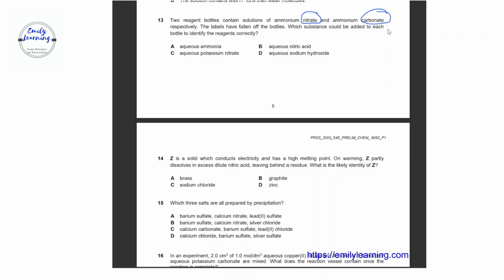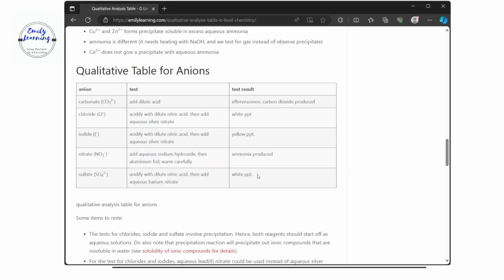This is basically a QA chapter, so you need to remember how to test for the different cations and anions and gases for your O-level chemistry exam. So let's take a look at testing of anions. I'll provide the link to this page in the description below if you are interested.